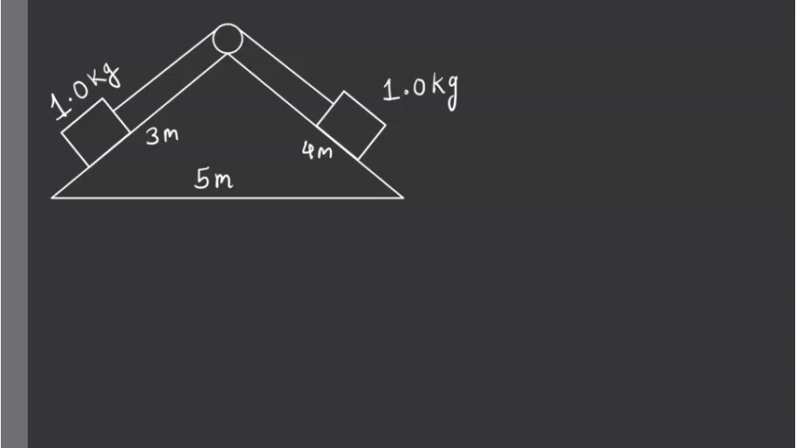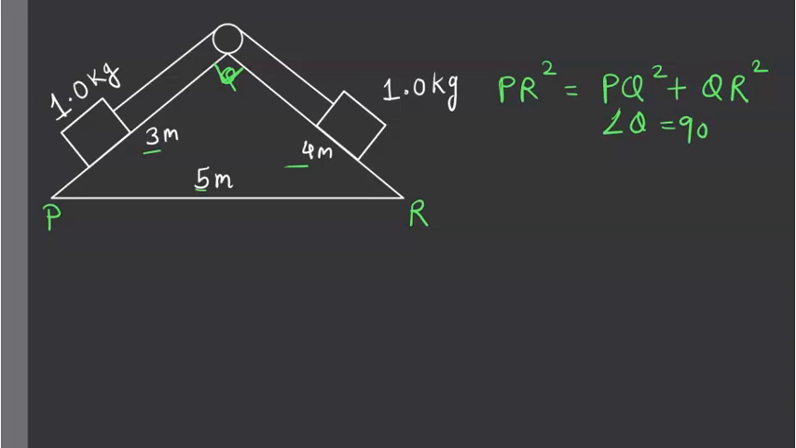Now let's assume that this is vertex P, this is vertex Q, this is vertex R. Now what you can see from here is that this PQR triangle is a 3, 4, 5 triangle. That means PR square is equal to PQ square plus QR square. So the angle Q is 90 degrees, because this is following the Pythagoras theorem.